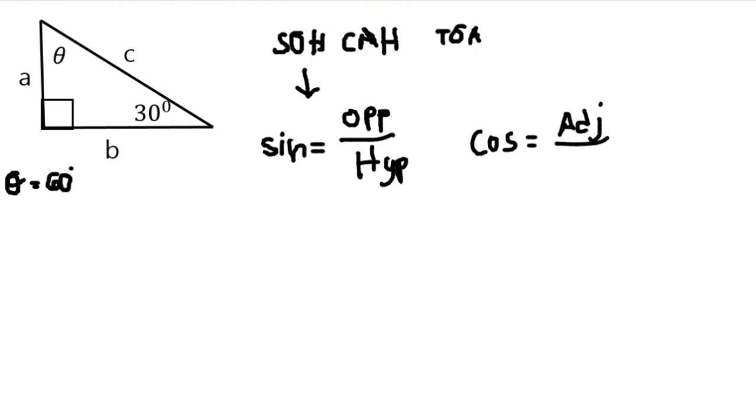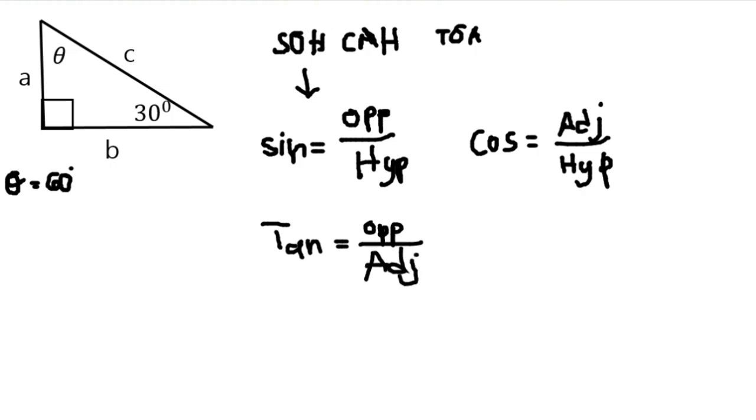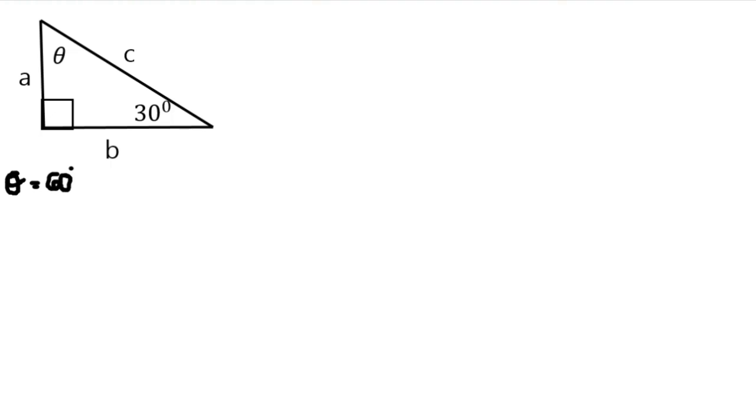Cosine is adjacent over hypotenuse. You can see it is shortened, and tangent is O for opposite and A for adjacent. Adjacent is just beside theta. So here is the adjacent part. If we're going to use sine 30 instead of sine 60.